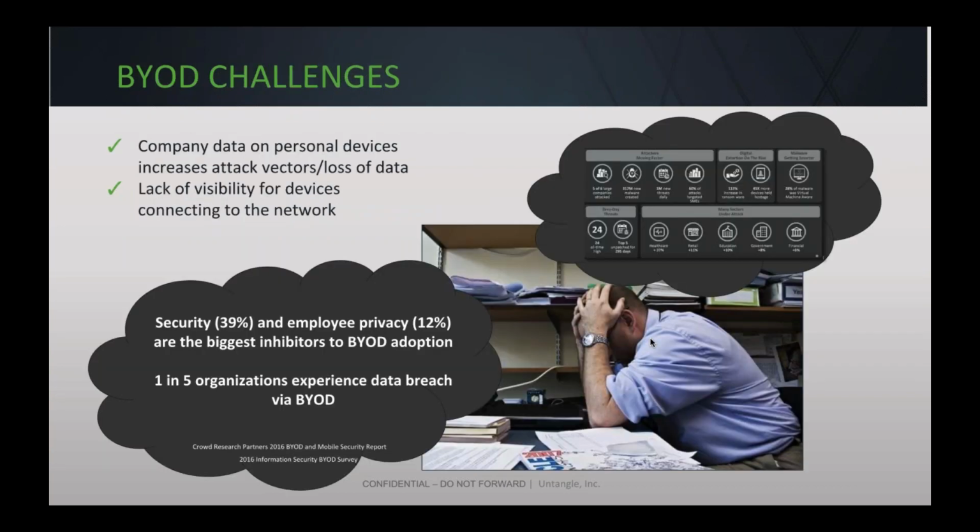There are quite a few challenges, obviously. I mentioned a couple of them already, but having company data on a personal device does increase attack vectors, things like that. You become a target. Just a lack of visibility for devices that connect to the network, I think, is the number one problem.